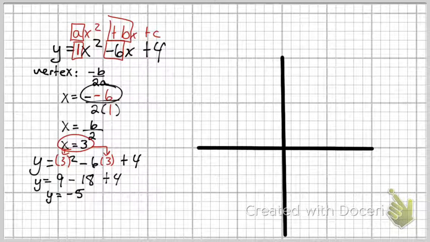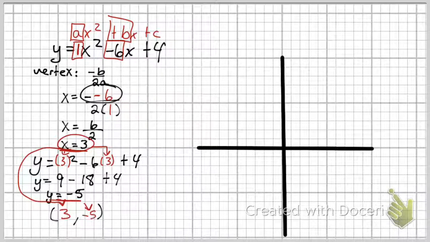So what that's going to do is I've now got my starting point. Okay, our x value of positive 3 and our y value of negative 5. So that's going to give me my starting point. Positive 3 on the x, negative 5 on the y, gives me my vertex.